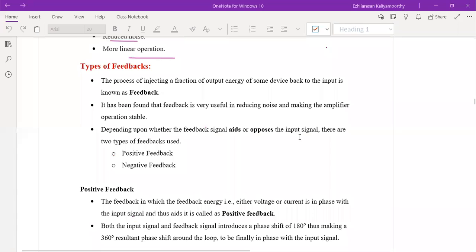Let us study about today's session. Today we are going to study the types of feedback amplifier. Before entering into the types of feedback amplifier, let us recap what we did in the previous classes.